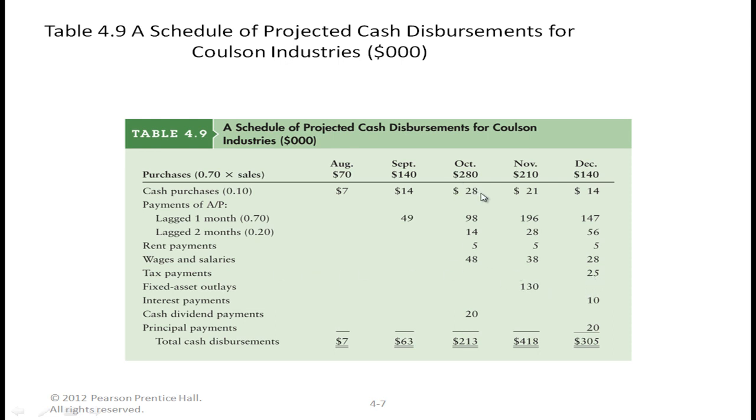And so now you look at these and you add up all these disbursements, and you can see how much money is flowing out each month. Okay, so in October, $213 is flowing out. In November, $418, and in December, $305.